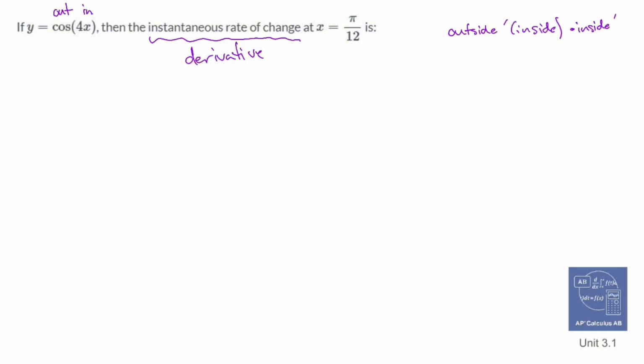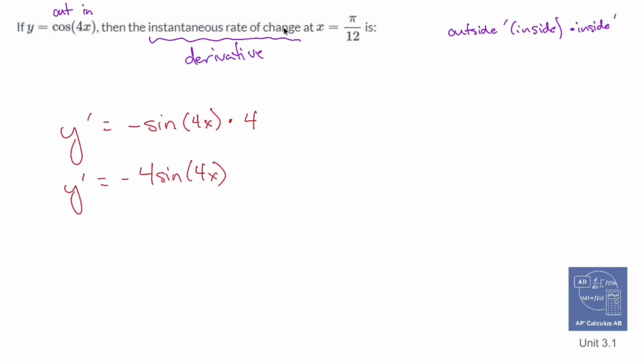Okay, so let's do that. Y prime is going to equal the derivative of the outside stuff. So the derivative of regular cosine is going to be negative sine, but you keep the inside stuff the way it is. Multiply the whole thing by the derivative of the inside stuff, which is the derivative of 4x, which is just 4. Let's clean this up a little bit. So let's bring that 4 out front: negative 4 sine 4x.